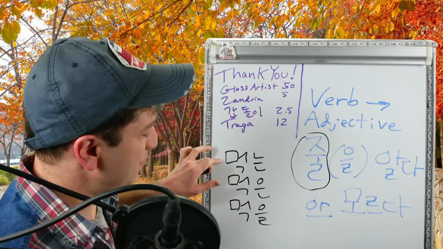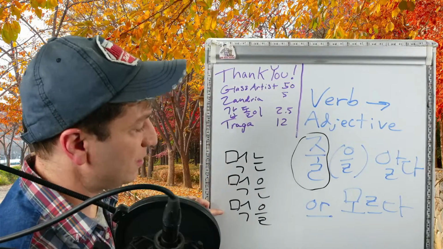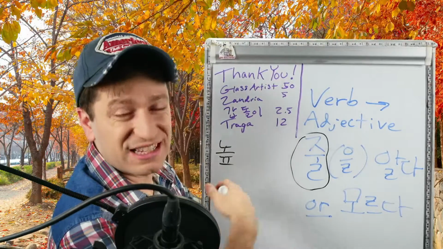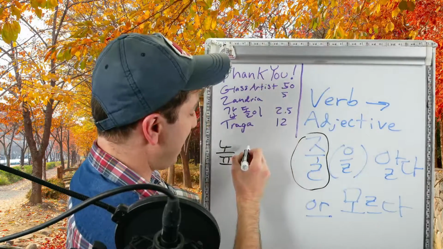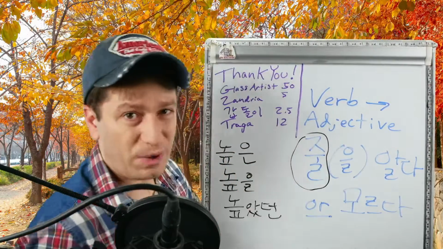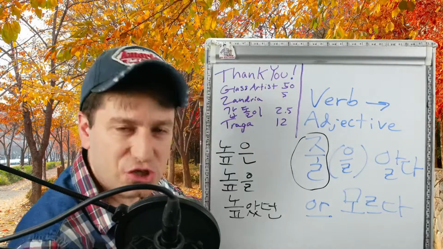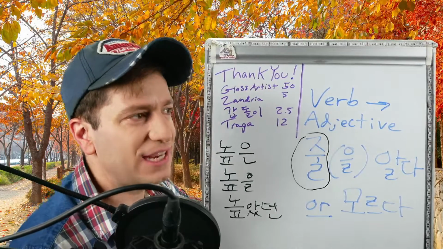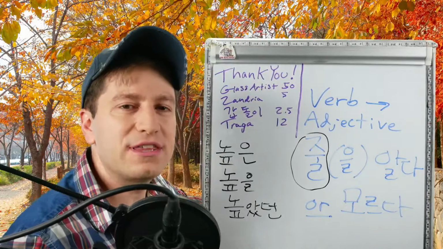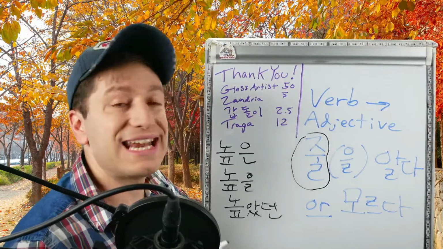먹다 could be 먹는 present, 먹은 past, 먹을 future. Or if you want to take another verb, 높다, to be high, for example, you can have 높은 present, 높을 future, 높았던 past tense. Just note that the way to conjugate a verb into an adjective will be a little bit different whether you're working with a descriptive verb or an action verb.